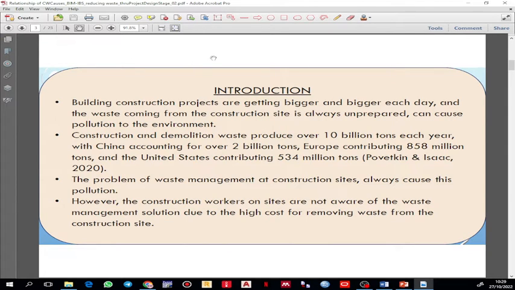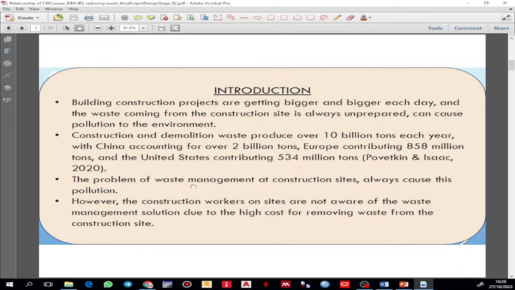Introduction. Building construction projects are getting bigger each day, and the waste coming from the construction site is always unprepared for and causes pollution to the environment. Construction and demolition waste produces over 10 billion tons each year, with China accounting for over 2 billion tons, Europe contributing 858 million tons, and the US contributing 534 million tons.